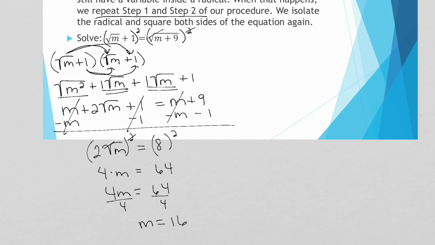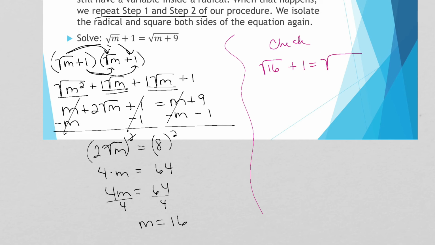Again, check your work. It's super important. All right, so we're checking. I'm going to go back to the original problem. I'm going to erase some of this stuff up here so that I can actually see the original problem. So I've got the square root of 16 plus 1. Is that equal to the square root of 16 plus 9? So I've got 4 plus 1. 16 plus 9 is 25. 4 plus 1 is 5. Square root of 25 is 5. Look at that. Great answer.